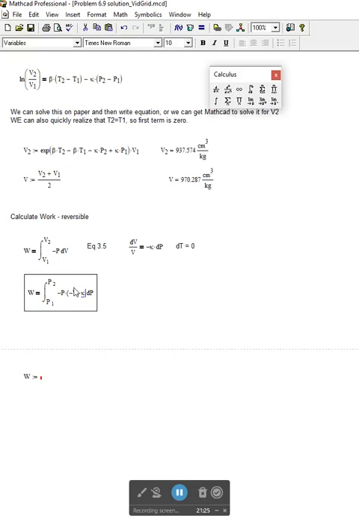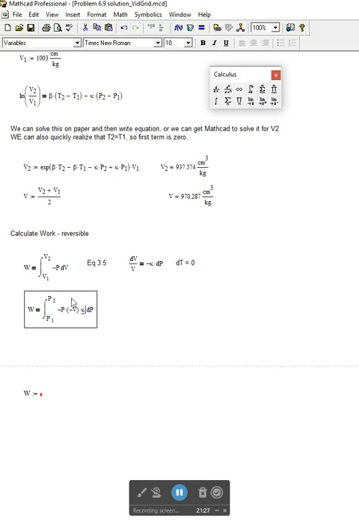Well, remember what the problem statement said at the very beginning. The problem statement said that whenever we need to use volume, we can use the average of the two volumes. And again, if this were a gas, we couldn't do that. But because it's a liquid and the volume change is going from 1,000 to 930, so it's not that much, we can just use the arithmetic average.